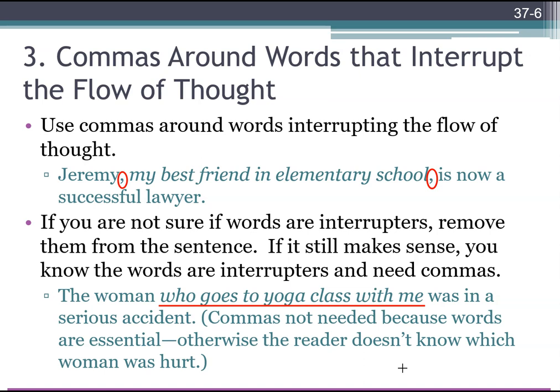So that information is essential to the meaning of the sentence. It is not an interruption to the sentence. So we do not want to put commas around this statement here. Otherwise, the reader doesn't know which woman was hurt.